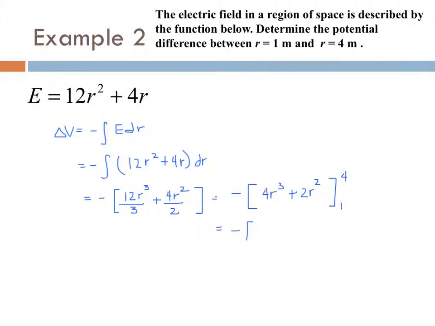So if we plug in all of our values, you're going to get a potential difference of negative 282 volts. But again, potential difference is relative to a reference point. So really, a potential difference of 282 would be sufficient.